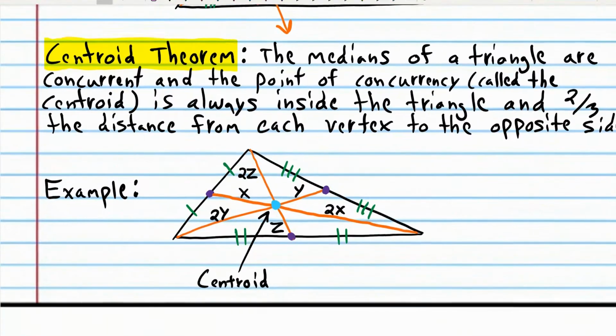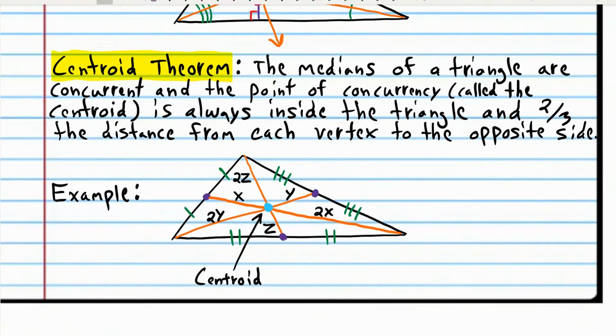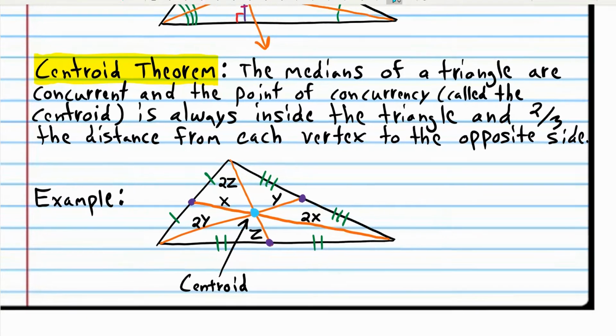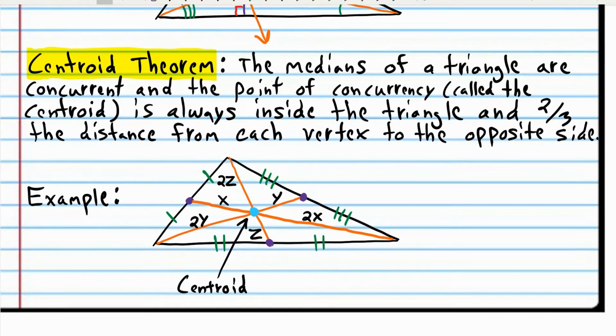sides of the triangle. Now we're going to learn the Centroid Theorem, and of course the centroid uses medians. So these orange segments are the medians of the triangle. They go from a vertex to the midpoint of the opposite side. And there's three things to know about the Centroid Theorem. Number one, the medians are, you guessed it, concurrent, meaning they meet at the same point.